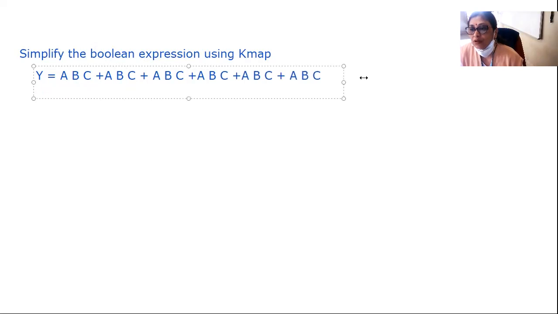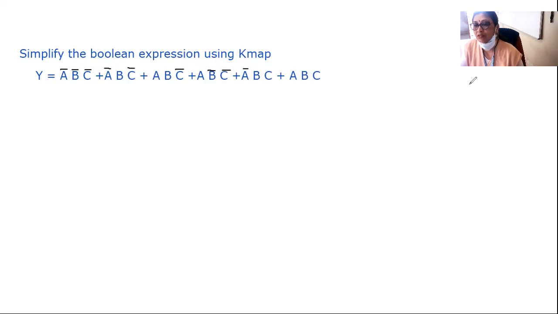I will draw a bar on top so that you can understand exactly where the bar is. Okay, the first term is A bar B bar C bar. Second term is A bar B C bar. Third term is A B C bar. Fourth term is A B bar C bar. Next term is A bar B C, and next term is ABC. So this is the Boolean expression given to you, and we have to simplify this Boolean expression by using the K-map method.